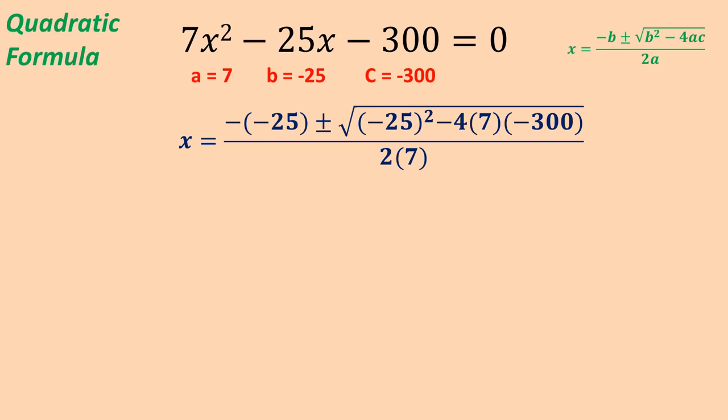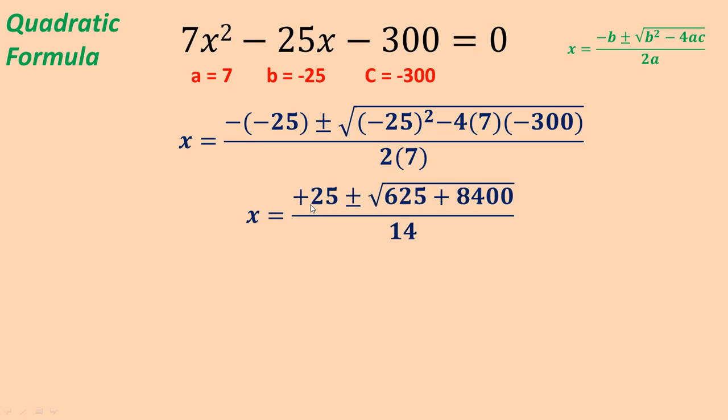So if you're going to solve these powers, we can see that our negative and negative 25 will become positive 25, and plus minus. So 25 whole square will become 625. And here, 4 will multiply with 7, that is 28. And negative 28 will multiply with negative 300, and this will become plus 8,400. And divided by 2 multiply 7, that is 14. So if you add these figures, we'll get the value, what? 25 plus minus root of 9,025 divided by 14.